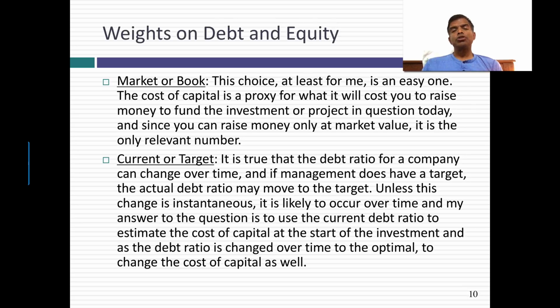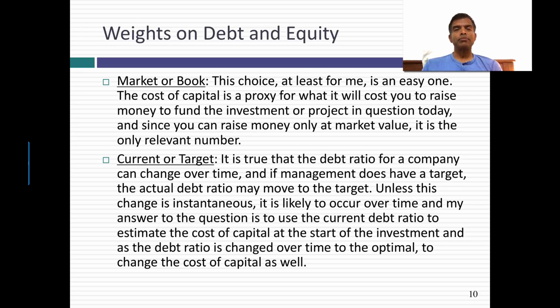The second is, should I use the current debt ratio or the target debt ratio? What do I mean by that? If I take the current market value of equity, let's say it's 90, and the current market value of debt is 10, I have a 90-10 mix. I could compute the cost of capital based on that mix. Perhaps the company's told me that they're going to move to a 30% debt ratio over the next 5 years. You're saying, which one should I use?